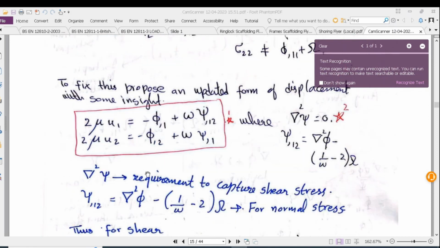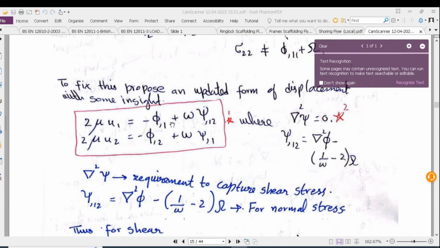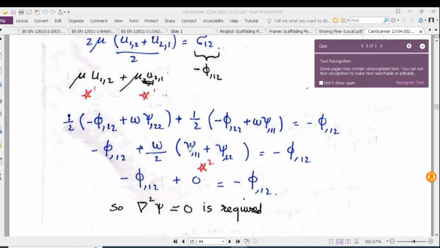So let us plug some values in our constitutive equation and see whether it makes sense. In the case of shear, the axial stresses are zero, so this term will become zero. We will have only the shear stress remaining over here. Epsilon 1 2 can be put as half u1 comma 2 plus u2 comma 1. Now putting values from this displacement field, we get a condition that the Laplacian of psi must be equal to 0.